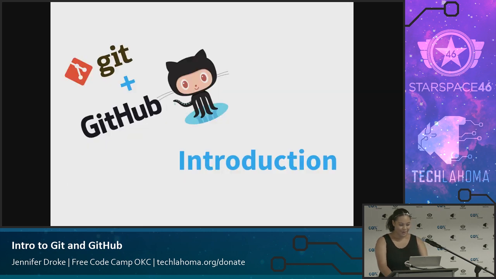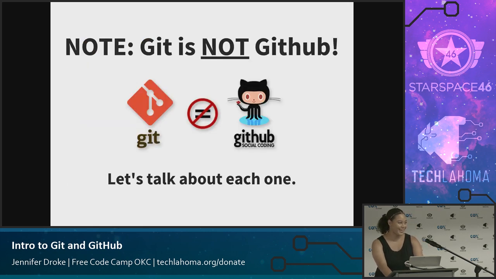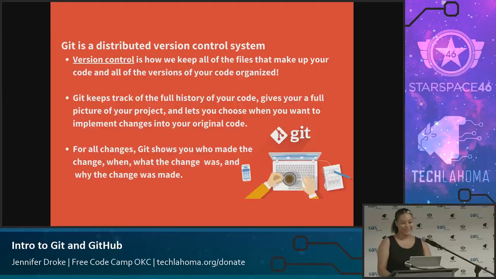Okay, so we'll first start with the fact that Git is not GitHub. We'll talk about each one and how they work together. First, we'll start with Git. Git is a distributed version control system. Basically, when you have a project, your code's going to be made up of a bunch of different files. As you work on your project and improve it or make changes, you're going to have a lot of different versions of your code. And Git is how we keep track of all that and keep everything organized.